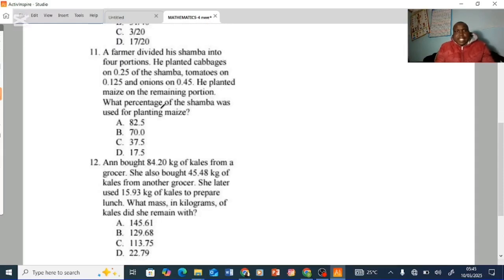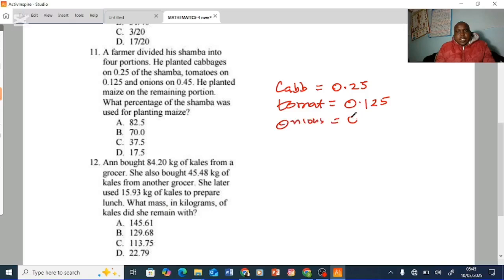A farmer divided a shamba into 4 portions. He planted cabbages on this, so cabbages 0.25, tomatoes on the shamba 0.125, and onions 0.45. He planted maize on the remaining. So for maize, you add all of this and then subtract from 1. So that will be the remaining.